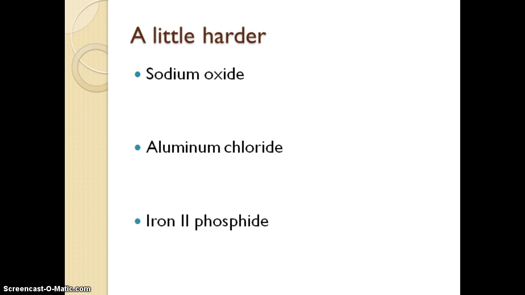So let's try some that are a little bit harder. Let's try to write the formula for sodium oxide. Well, sodium, as we know, is Na, and it has a positive charge. Oxide is O, but it has a 2 minus charge, which means oxygen will gain 2 electrons, but sodium only loses 1. So I can't just put them together, 1 sodium and 1 oxygen, because sodium's not going to lose a second electron. We talked about that.